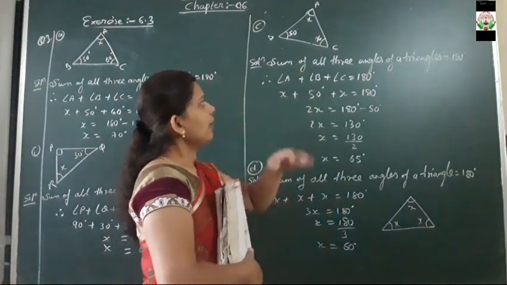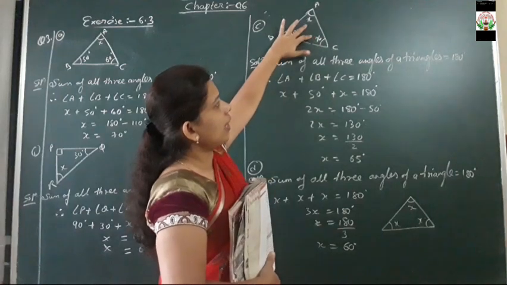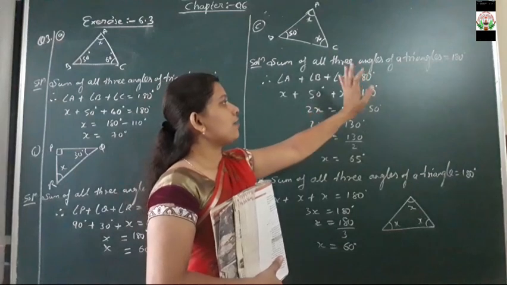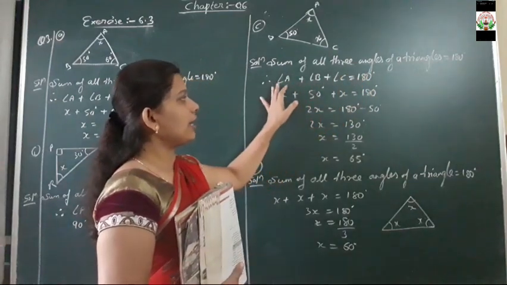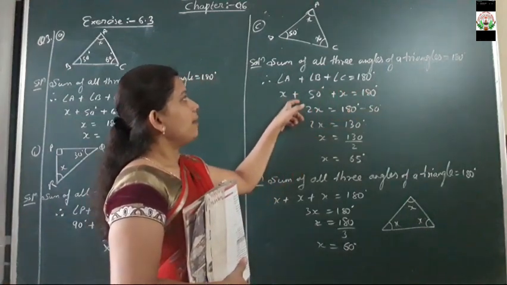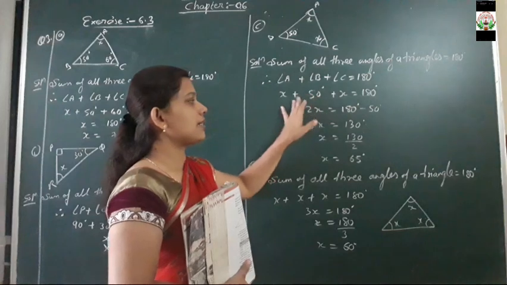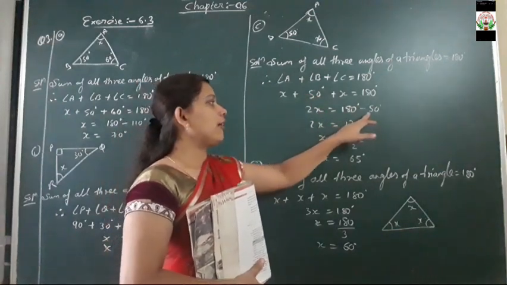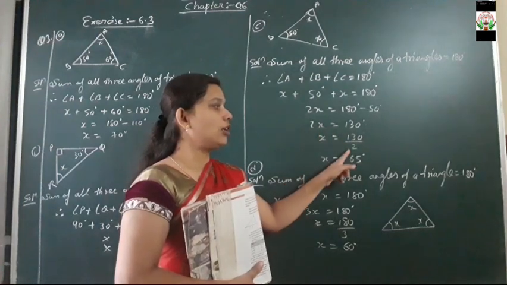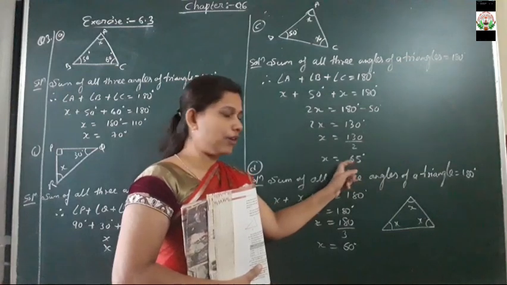Now in the same way, for this triangle, the unknown value x is given, and we have to find that value. The sum of all three angles of a triangle is equal to 180 degrees, therefore angle A plus angle B plus angle C is equal to 180. Hence x plus 50 plus x is equal to 180 degrees, where x plus x will become 2x, then 180 minus 50 will become 130, then 2 comes into the denominator of 130 and it gets divided, so x is equal to 65 degrees.